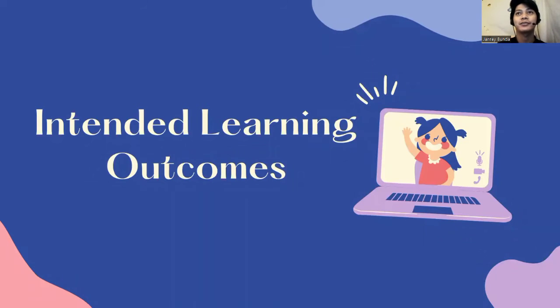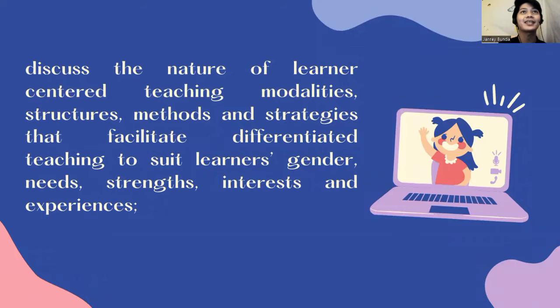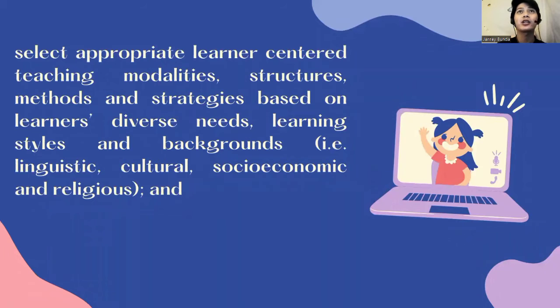Intended Learning Outcomes. First, discuss the nature of learner-centered teaching modalities, structures, methods, and strategies that facilitate differentiated teaching to suit learners' gender, needs, strengths, interests, and experiences. Next, to select appropriate learner-centered teaching modalities, structures, methods, and strategies based on learners' diverse needs, learning styles, and backgrounds. For example, linguistic, cultural, socioeconomic, and religious.